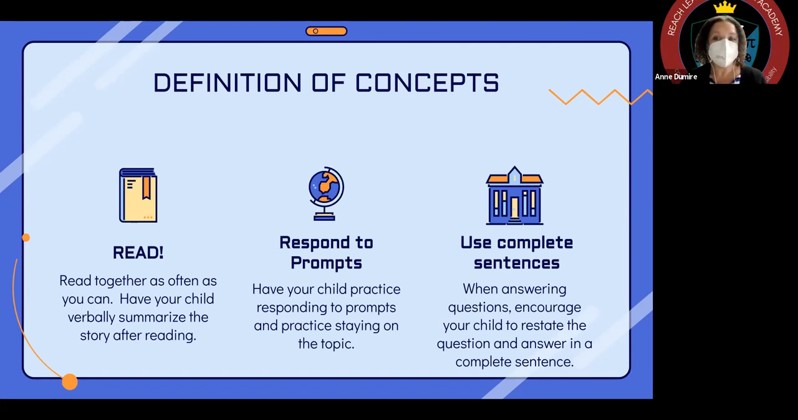And then using complete sentences. So I know, especially in the age of text messaging and kind of shortening what we write, kids are writing really short or saying really short answers, using even acronyms when they're speaking. So we want to encourage students to restate the question when they're asked a question and answer in a complete sentence. Like, what would you like for dinner? Oh, for dinner, I think I'd like to have, and then explain what they would want.